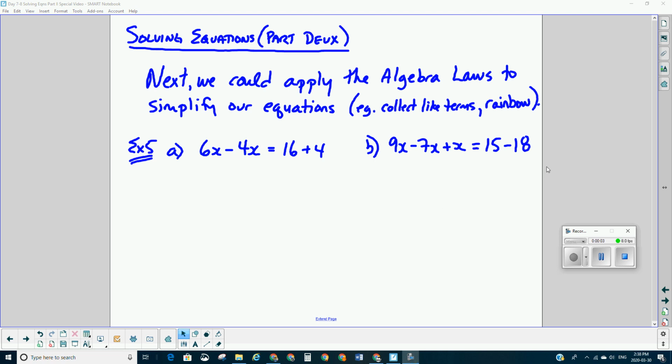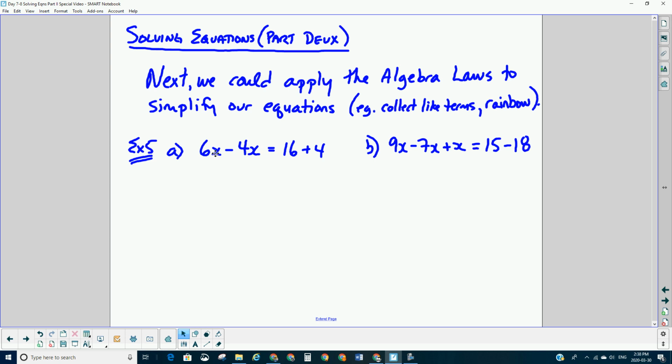So next we're going to move on to solving more equations. I've called it solving equations part 2, where we can apply algebra laws to simplify our equations before we actually go off and solve them. Those algebra laws, like collecting like terms or the distributive property, will take complicated equations and simplify them before we actually have to do the algebra rules to solve it.